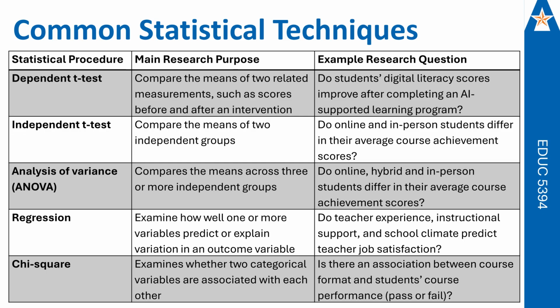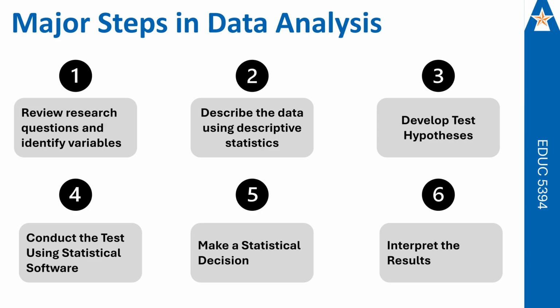For example, an independent samples t-test is used to compare the mean scores of two independent groups. When a study compares the means of more than two independent groups, analysis of variance or ANOVA is appropriate. Effective quantitative analysis involves more than using statistical software to generate output. It is a sequence of justified decisions guided by the research purpose and research questions.